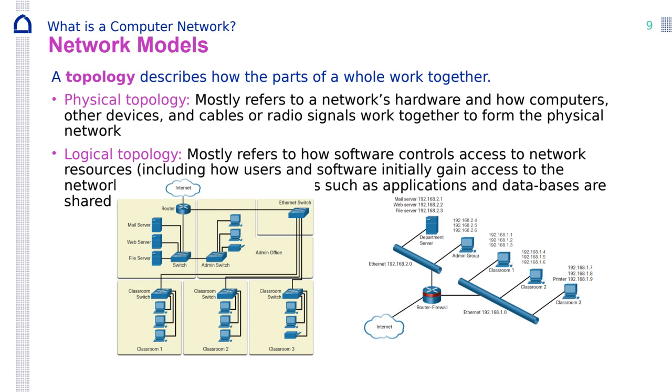The logical topology, by the way, this is important to know the difference. It mostly refers to how software controls access to network resources, such as how users and software initially gain access to the network, what IP addresses they have, and how applications are shared. This is called which topology? Logical. So with logical, you will find the IP addresses. In the physical, do we have IP addresses?